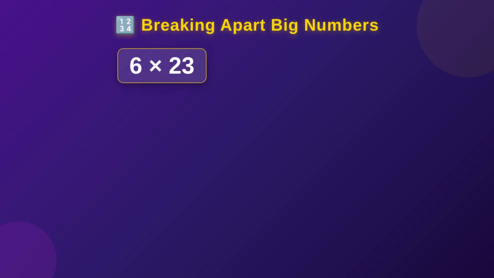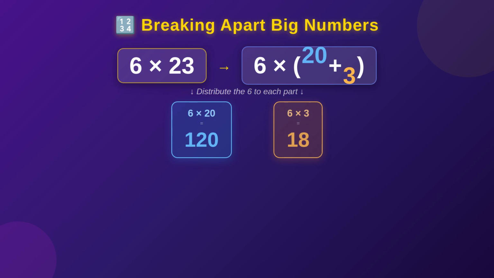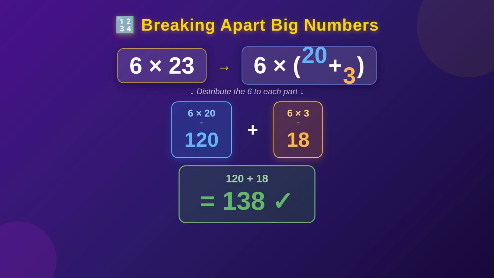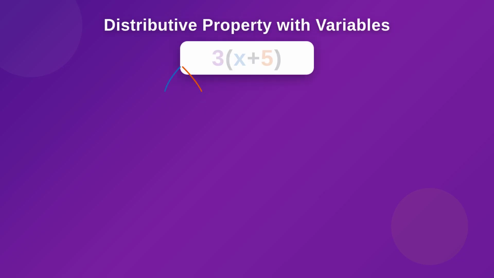Remember Marcus staring at 6 times 23? Here's his secret weapon. Watch what happens when we break 23 apart into 20 plus 3. Now we have 6 times the group of 20 plus 3. Distribute the 6 to each part. 6 times 20 is 120, and 6 times 3 is 18. Now just add them. 120 plus 18 equals 138. Marcus just did that multiplication in his head. That's the power of the distributive property, making hard problems feel easy.